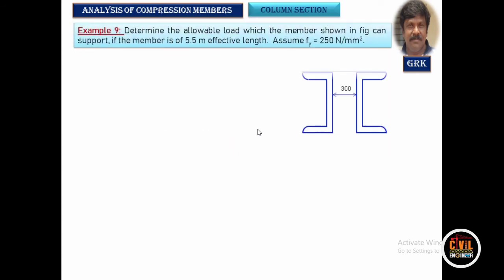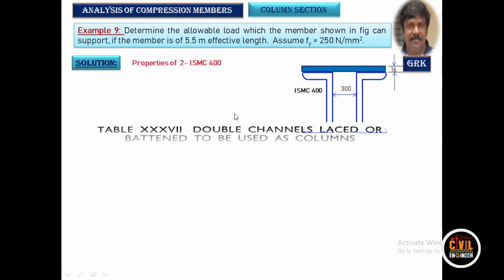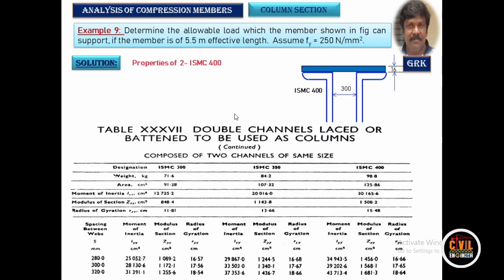We'll go into the next problem, where it has been given with same two channels, cover plate only on one side. Now we have to look into the properties of ISMC 400 and get the breadth of the flange so that we can get the length of the cover plate, extra plate, on only one side we have provided. Now let us see the procedure of solving this problem and understand.